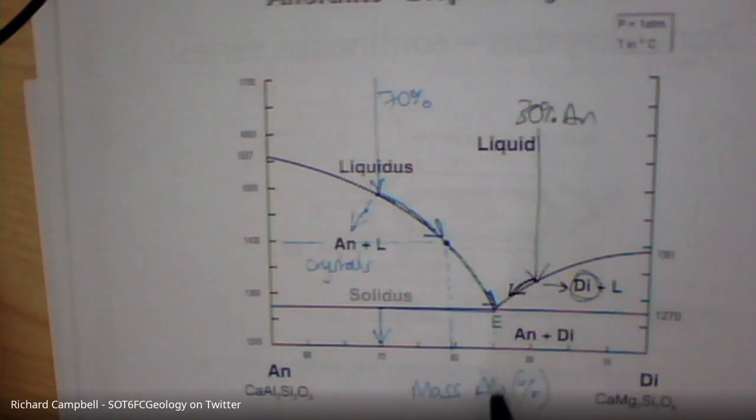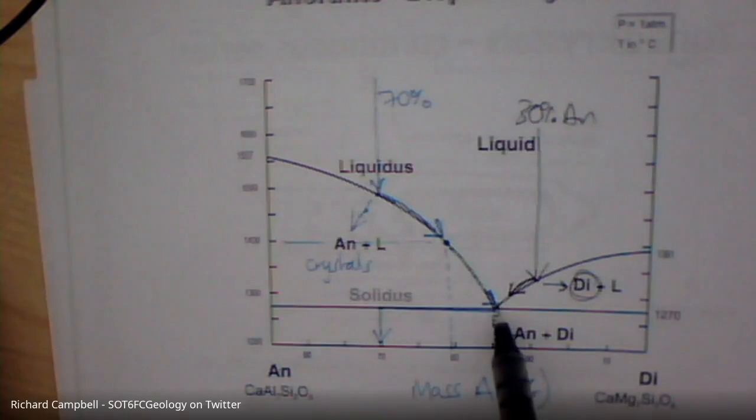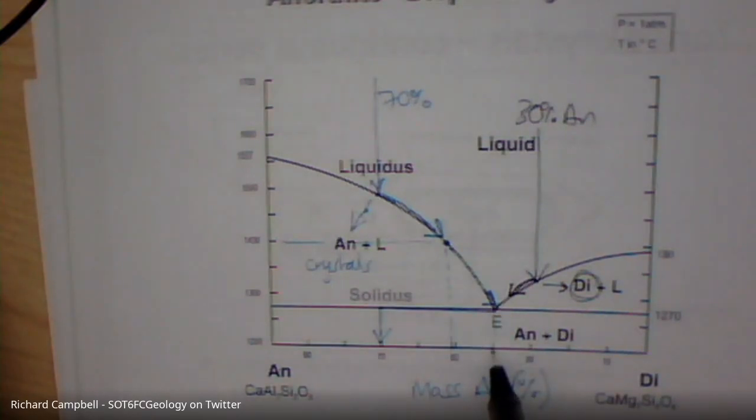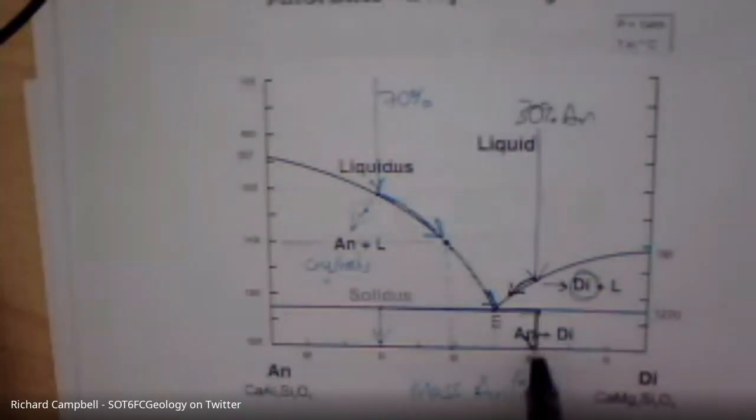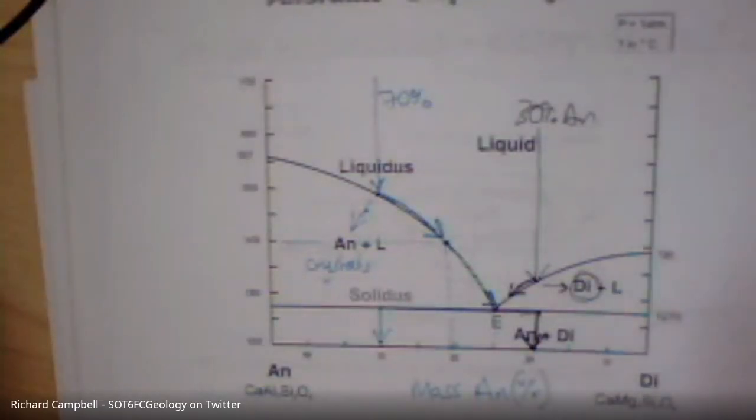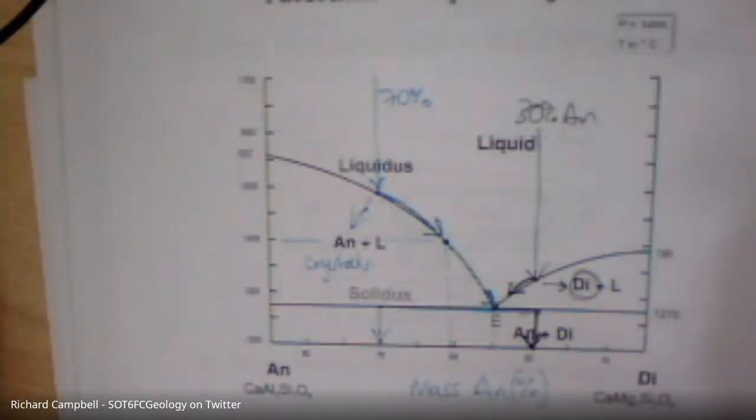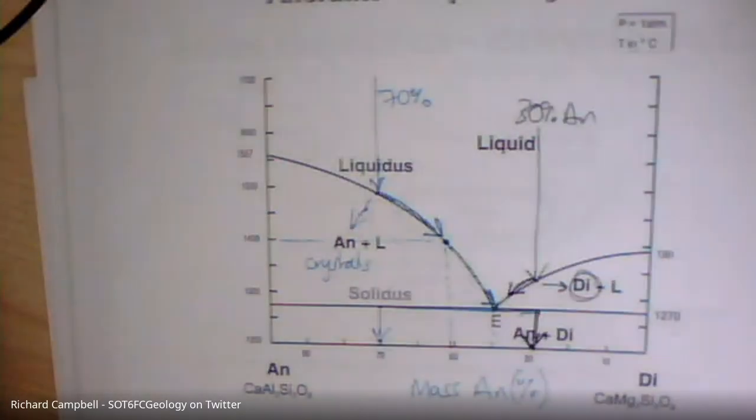We get a higher percentage of anorthite, and here at the eutectic point, we're looking at about 84% diopside, 16% anorthite. We get total crystallization. We go back to 30% anorthite, 70% diopside. Slightly off just because of my crude drawing by hand, but hopefully that explains it.